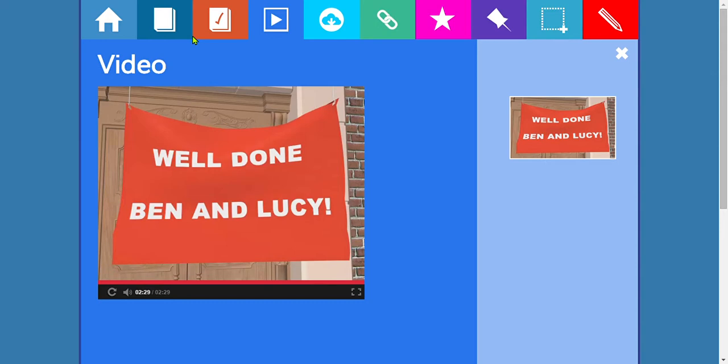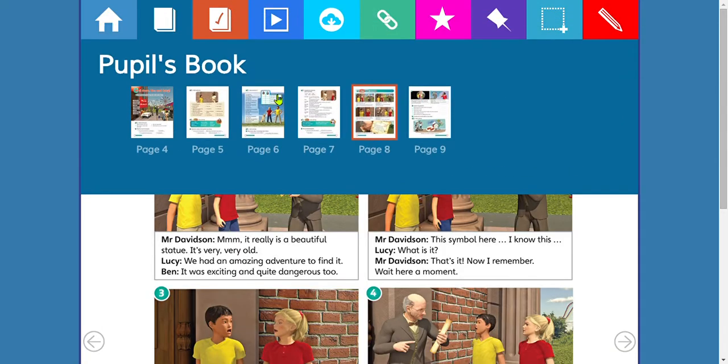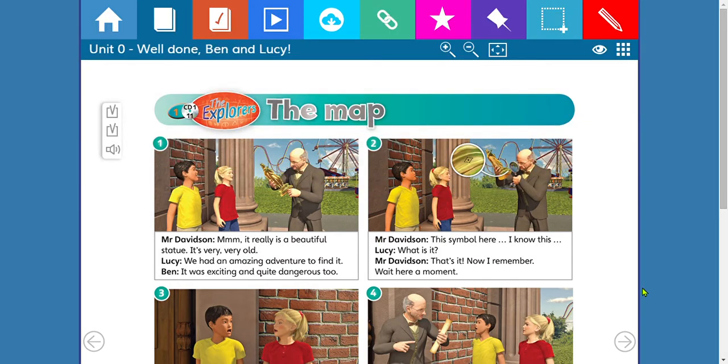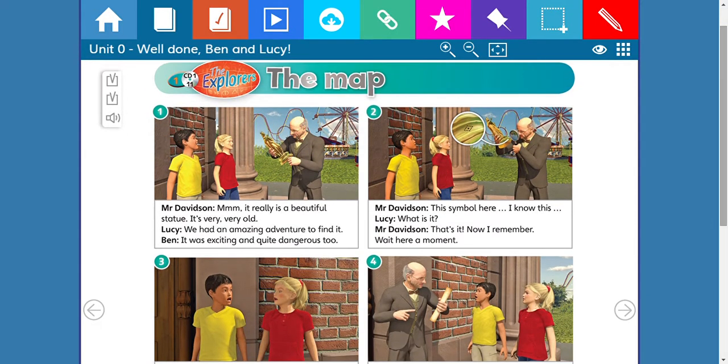Okay, that's fine. So now we will start to discuss. Firstly, who can tell me what is the title of our story? What is the title? Who can tell me? Yes, our title is The Map. So you have to look carefully. Our concern in this story is the map because they have to find the treasure.